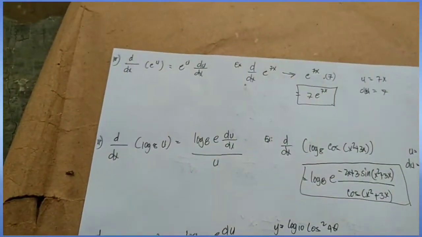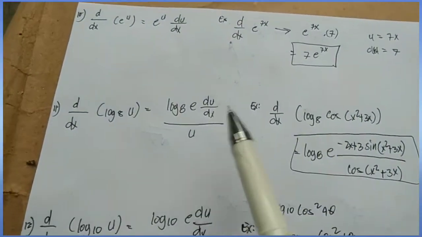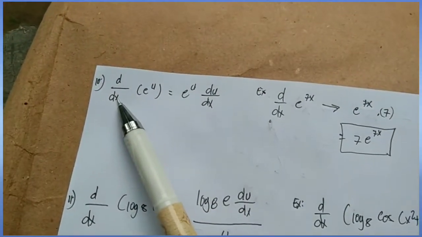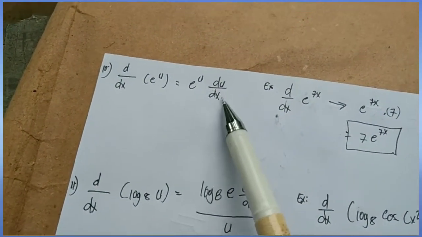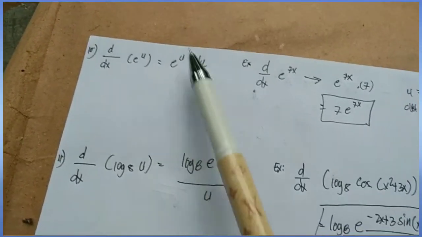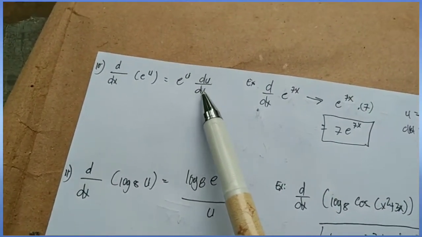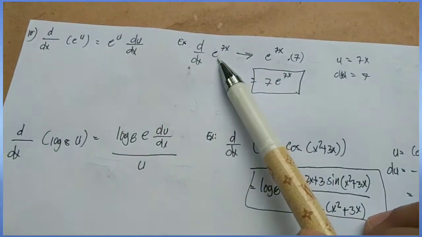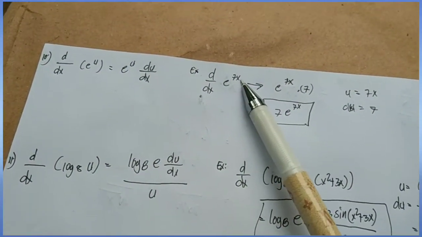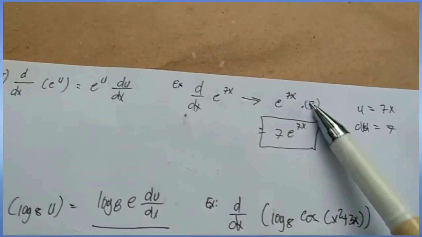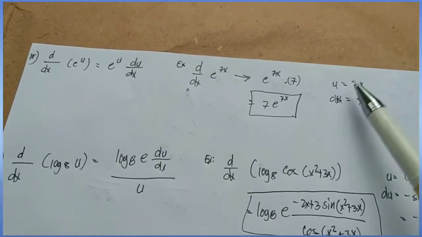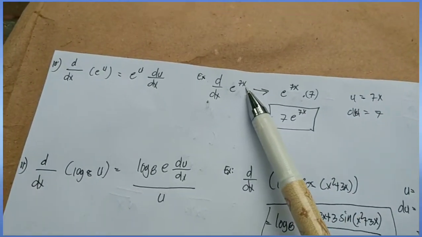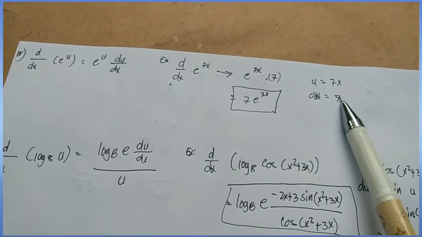For number 10, we also have an exponential function. d over dx of e to the u is equal to e to the u times the derivative of your u over dx. So for example, we have e to the 7x. Use the formula. Your u is 7x. So the derivative of that is 7.